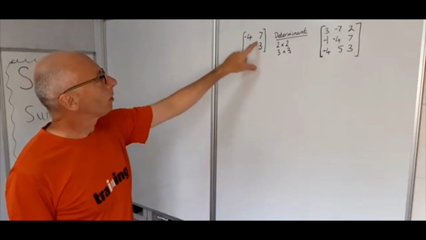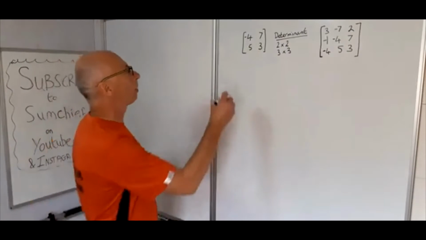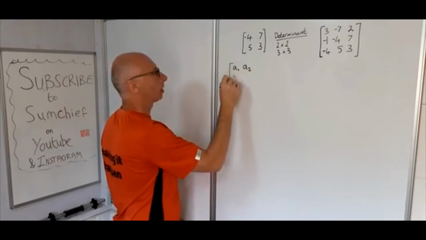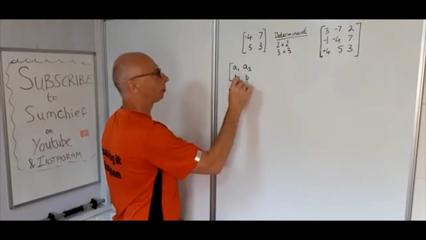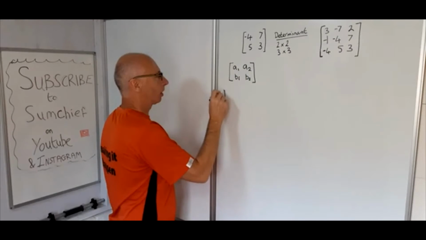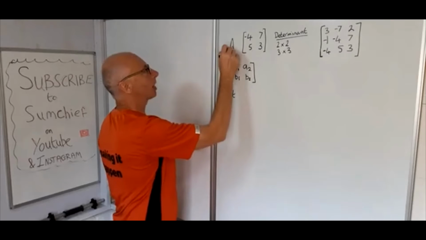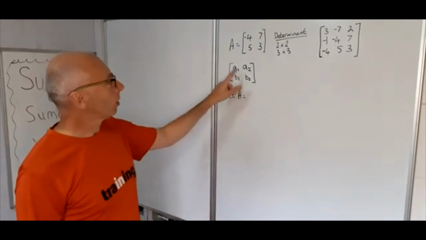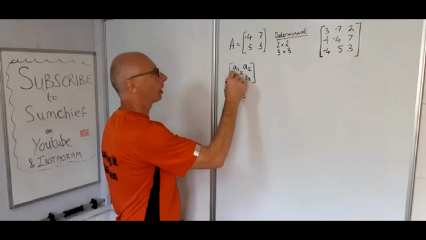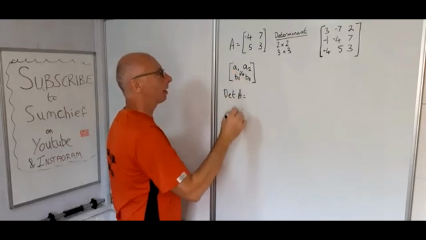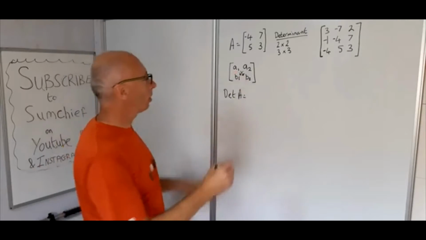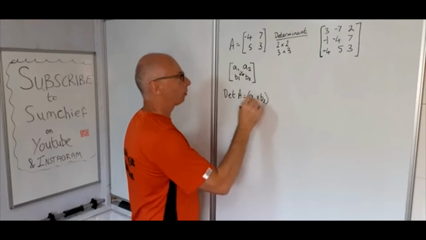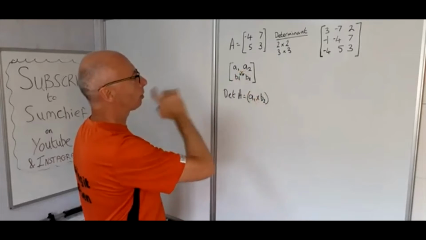So if we just letter these parts of the matrix, we call this one A1 and A2, and this one B1 and B2. So we call this matrix A. Determinant of A equals, what we do is we put a line across like this, an arrow there, an arrow there, and we do A1 times B2, and then we subtract A2 times B1.